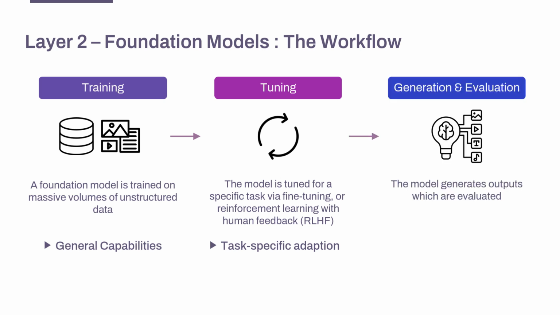Step 3. Generation and evaluation. Finally, the model is deployed to generate outputs, whether it's answering questions, writing code, or creating images. These outputs are continuously evaluated for quality, relevance, and safety. Feedback from users and evaluators can be used to further refine the model. Together, these three steps form the core workflow behind every foundation model powering generative AI today.